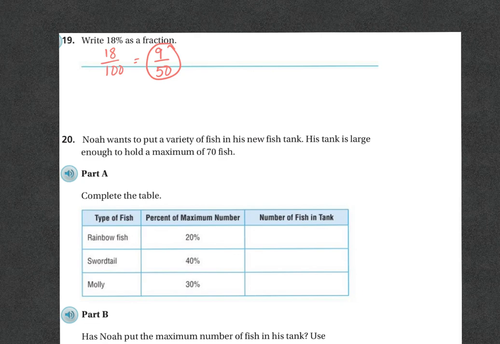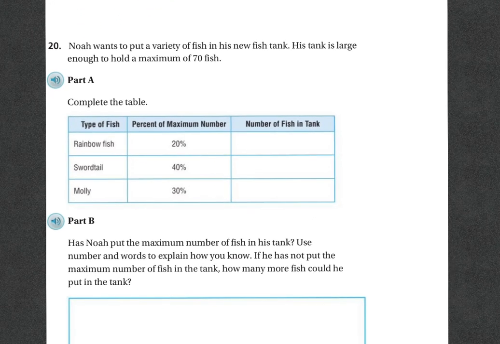Finally, number 20. Noah wants to put a variety of fish in his new fish tank. His tank is large enough to hold a maximum of 70 fish. So we need to complete the table. 20% of those 70 is going to be rainbow fish. 40% of them are going to be swordtail, and 30% of them are going to be mollies. So we need to find out the number of fish.